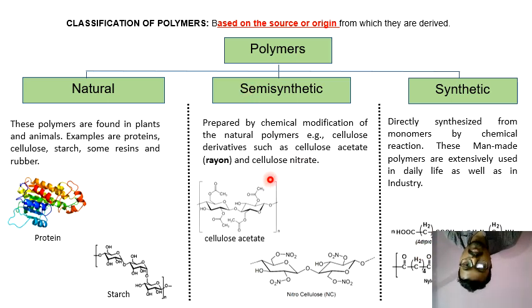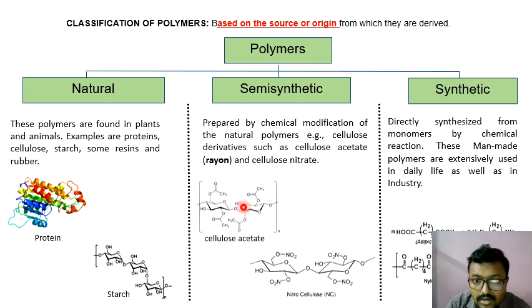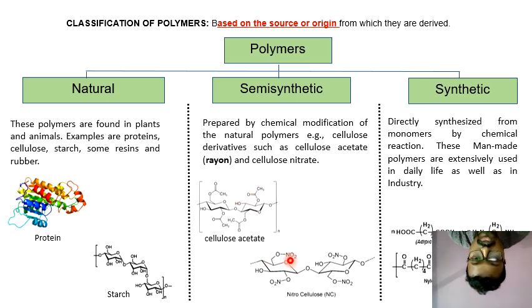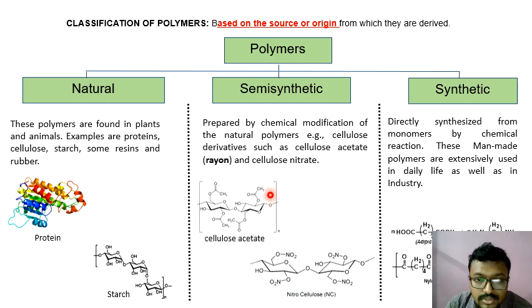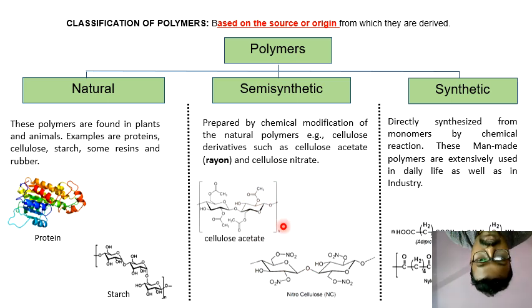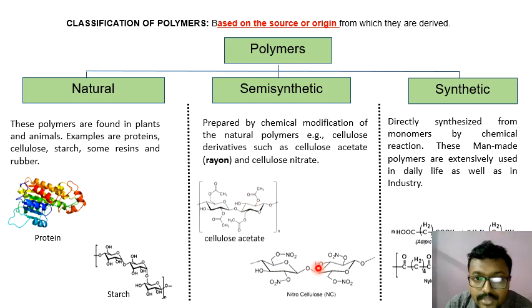And semi-synthetic polymer means only some part is synthetic. For example, cellulose is a natural polymer. Now, if we perform a nitration reaction, it forms nitrocellulose. This full polymer is not synthetic; only some part of the polymer is synthetic, so it is called semi-synthetic. This nitrocellulose is the example of a semi-synthetic polymer.